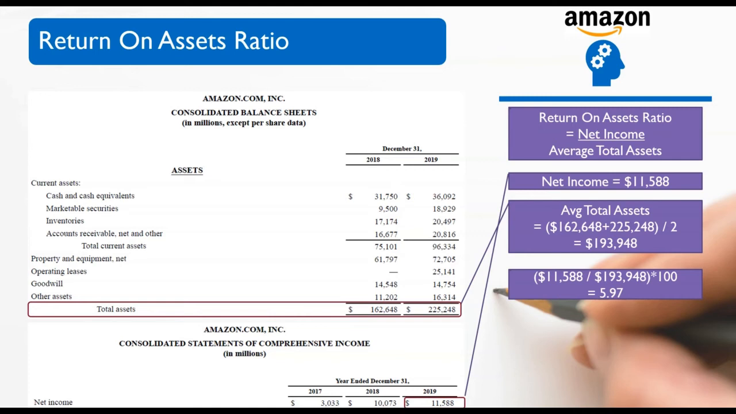When we take net income over the average total assets for Amazon, we come up with a return on assets ratio of around 5.97. So this tells us that for every $100 of assets that Amazon owns, it was able to generate a profit of around $5.97. In other words, Amazon is able to be efficient with its assets and generate approximately 6% from its assets. Now let's compare this return to Walmart's.